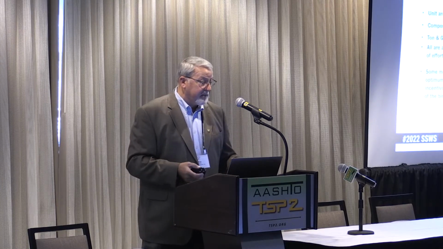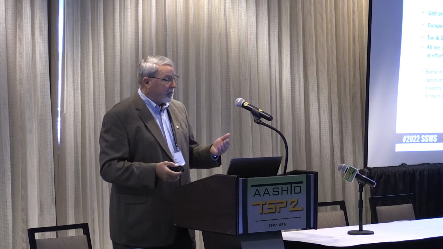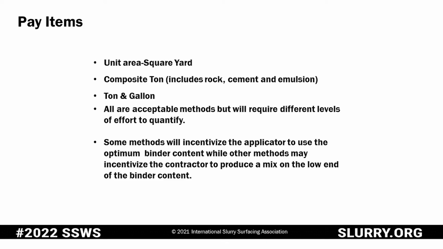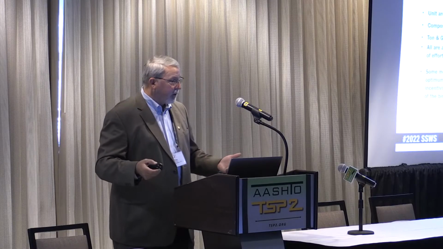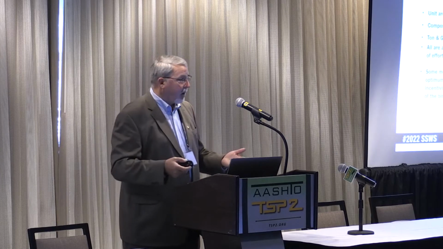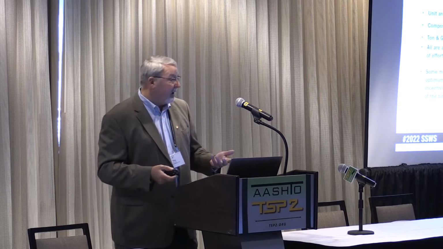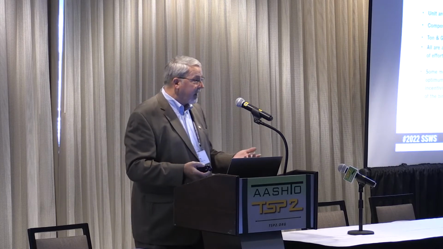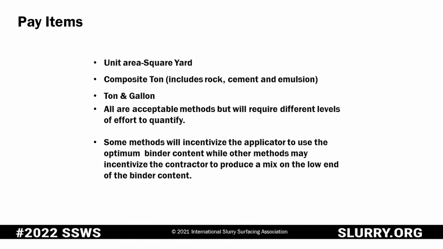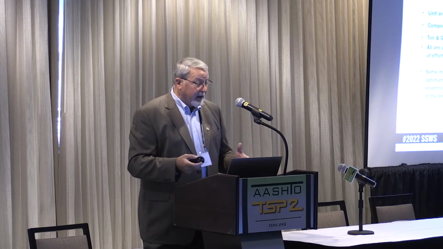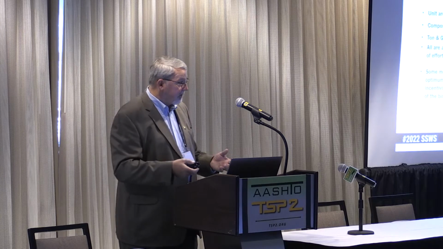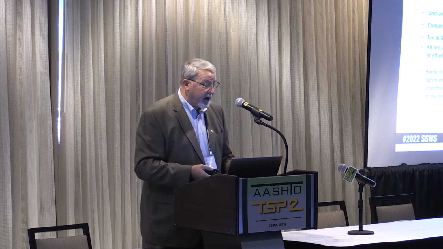The second way to pay for it is composite ton. So that's when they take the rock, Portland cement, or mineral filler and emulsion, work it into a ton price, and pay for it that way. Perfectly acceptable, just requires a different way of quantifying all of those 3 elements. And then probably more popular than any is the ton and gallon. Ton of aggregate and gallon of emulsion. Now that aggregate also would include the mineral filler. It's considered that. Again, they're all acceptable methods, but they do require different elements to quantify them.